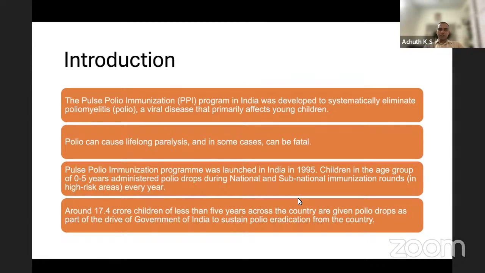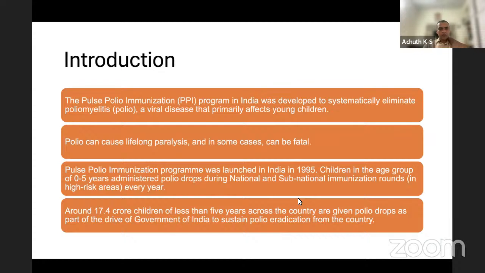That is, the pulse polio immunization program was developed systematically to eliminate poliomyelitis, which is a viral disease that primarily affects young children. Why? Because it was causing lifelong paralysis, and in some cases it was fatal. This was launched in 1995, and children in the age group of 0 to 5 years were given polio drops during national and sub-national immunization rounds. When were the sub-national immunization rounds conducted? Only in the high-risk areas, and it is done every year.